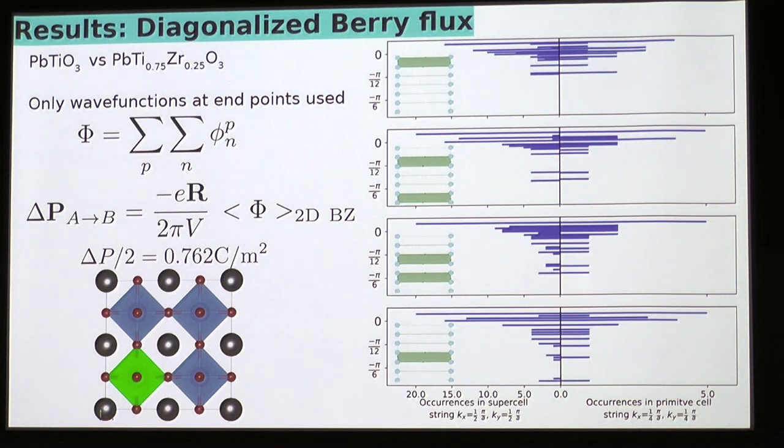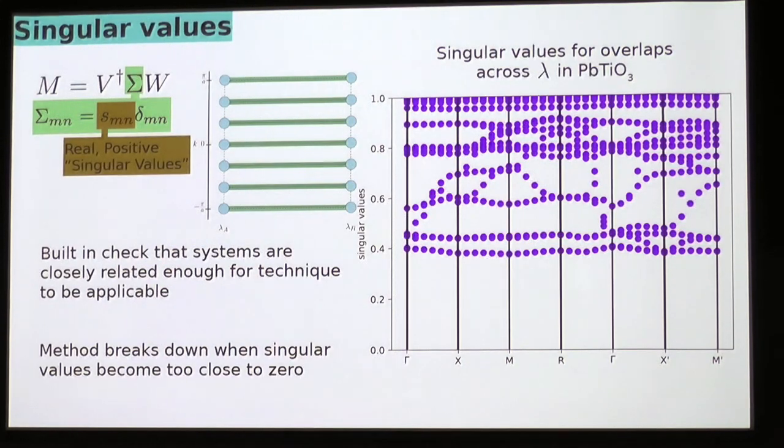So I said I'd come back to the singular values. We're going to use them as a built-in check that our systems are closely related enough that the method can be applied. While we use the unitary parts to pull out these individual phases, the singular values correspond to the norm of this complex number we're pulling the phase from. And if the norm of a complex number gets too small, it's useless to talk about the phase.